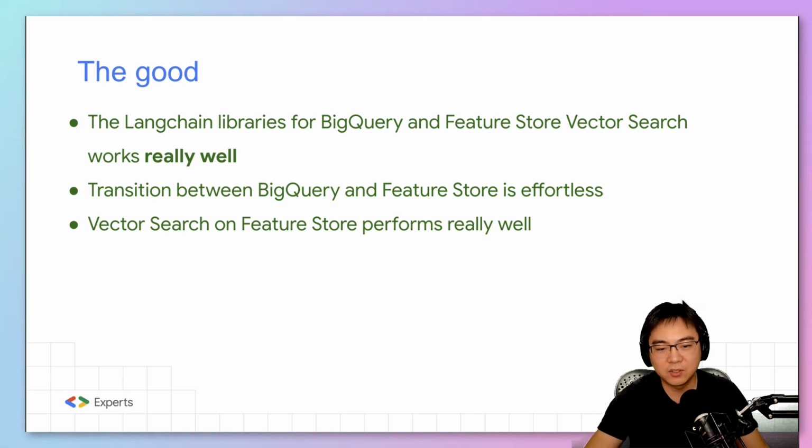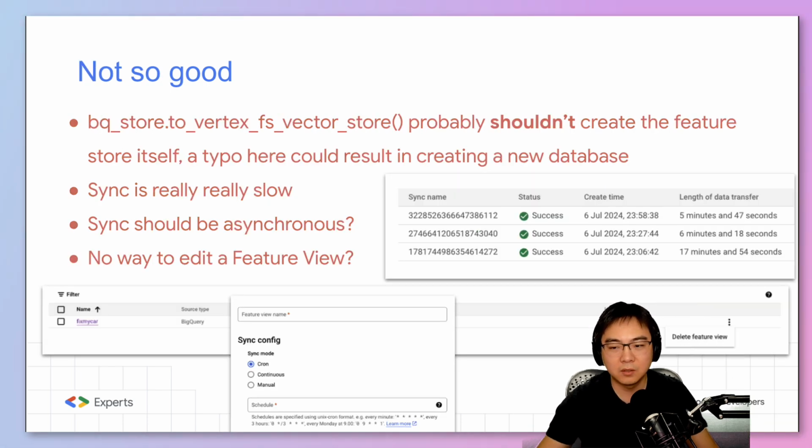The vector search on feature store, although I've not done a load test myself, from the notebook you can see the performance is really impressive, because that's what it's created for, right? And the bits are not so good. I think I covered some of this already.